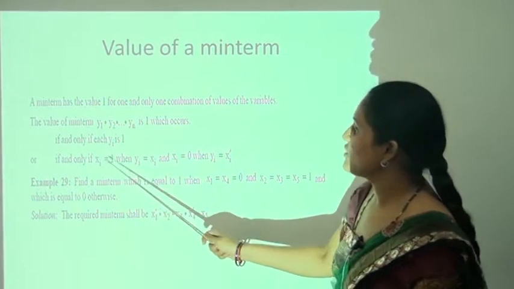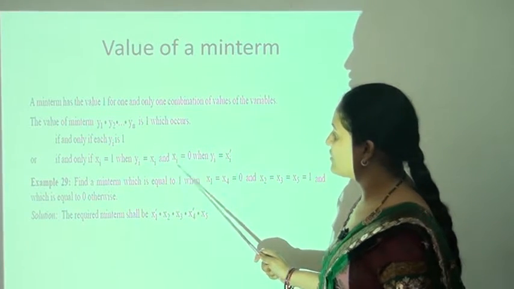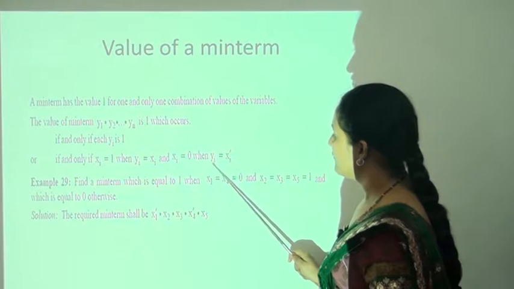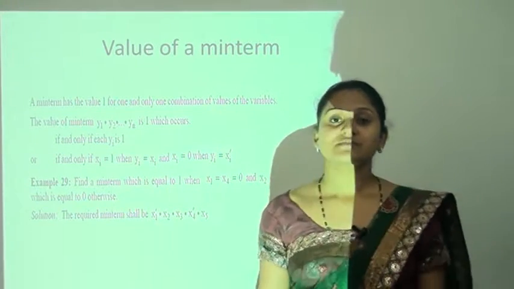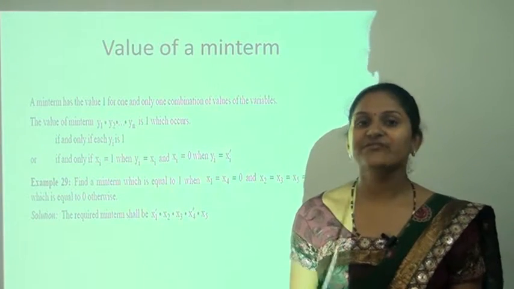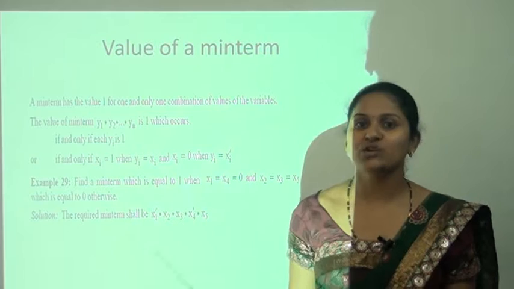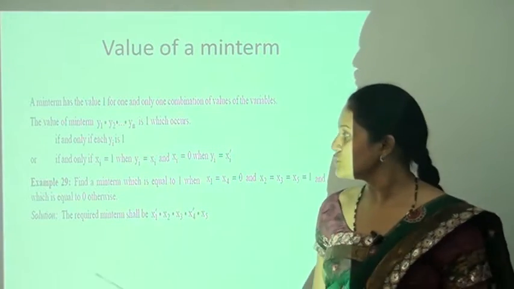So if xi equal to 1 then yi equal to xi, and if xi equal to 0 then yi equal to xi complement, means here 0 and 1 are complements of each other. So if one value is x1 equal to 1, so x1 complement must be equal to 0.